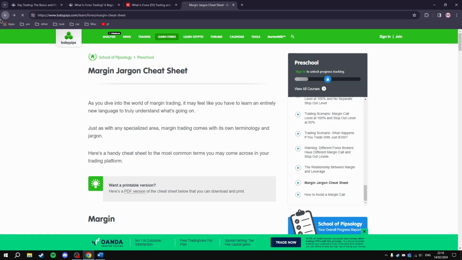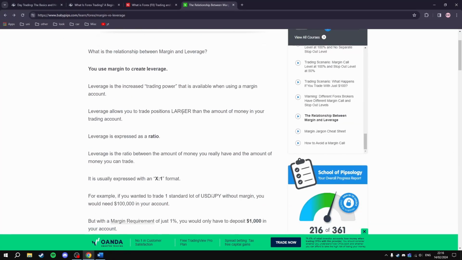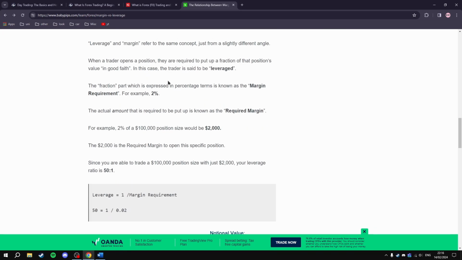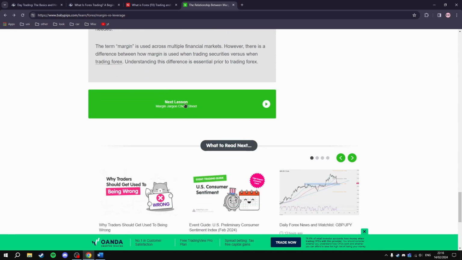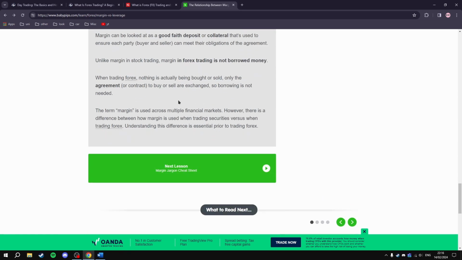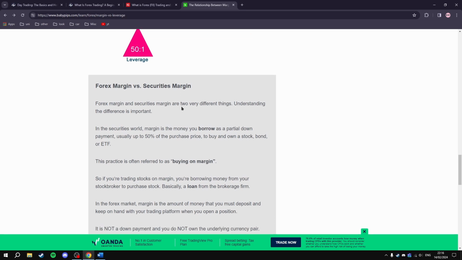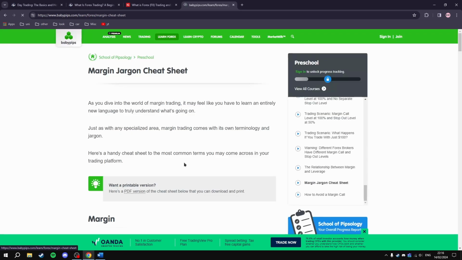In the previous episode we covered the relationship between margin and leverage. We made notes on this, we know that leverage is a ratio, and we made notes on the differences between Forex margin and securities margin as well. Now we're currently doing the margin jargon cheat sheet. So let's get started.